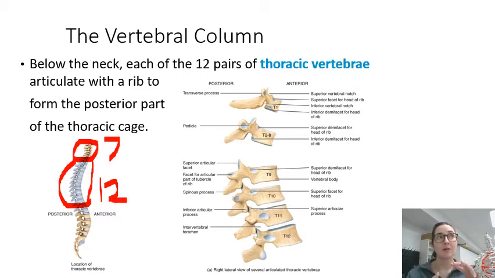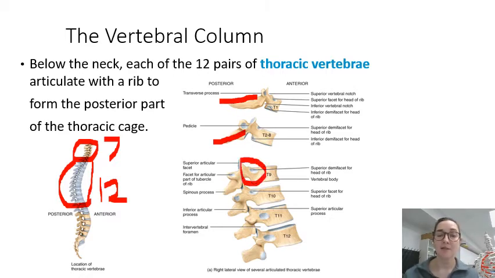They have a thicker body to them, and they also have much, much longer spinous processes. So if we look at these spinous processes here, they stick way further out in the back than the cervical ones did, right? So longer spinous processes, bigger bodies in the thoracic vertebrae. Another thing we see here are these facets. So remember, a facet is like a smooth portion of a bone. So here's a facet here.